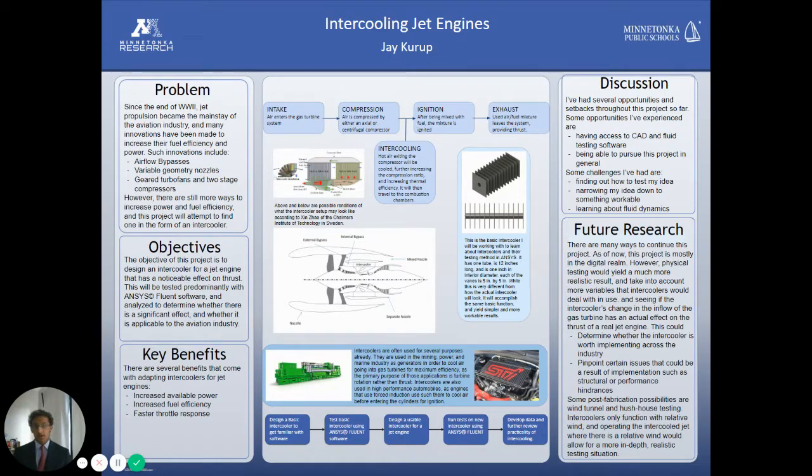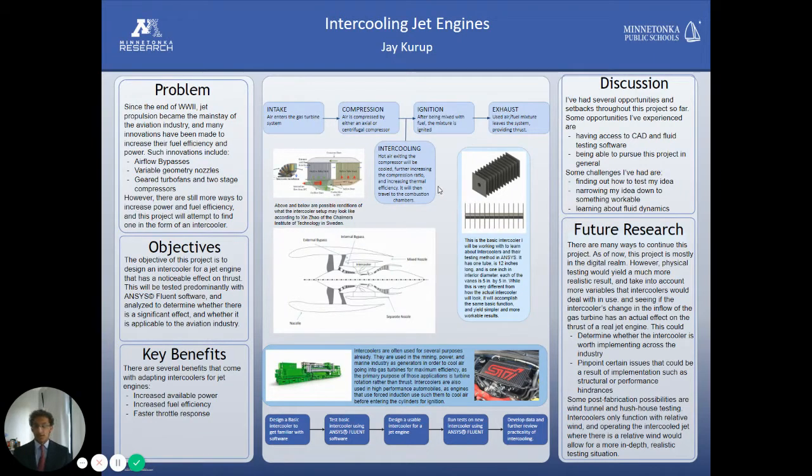Below, I laid out my research plan in a very basic manner. My first step is to design a basic intercooler and get familiar with the ANSYS Fluent software. Right here is the basic intercooler that I've designed, and each of the vanes is 1 inch apart and 5 inches by 5 inches, and that's obviously not what the actual application of an intercooler would be like.